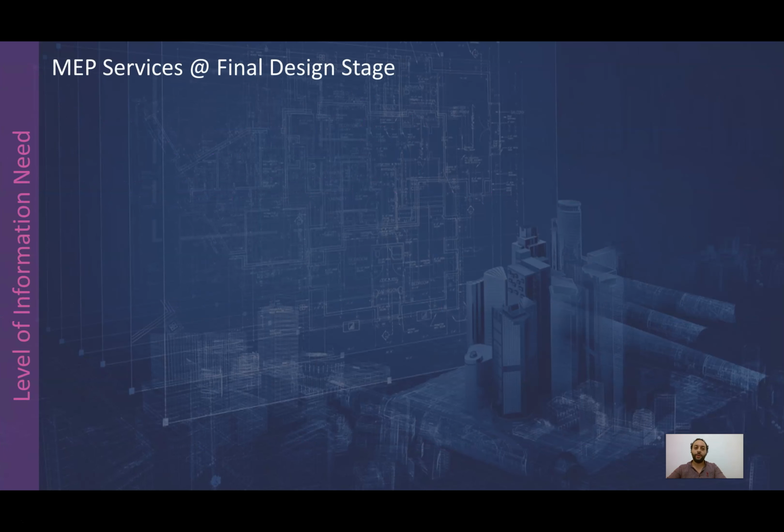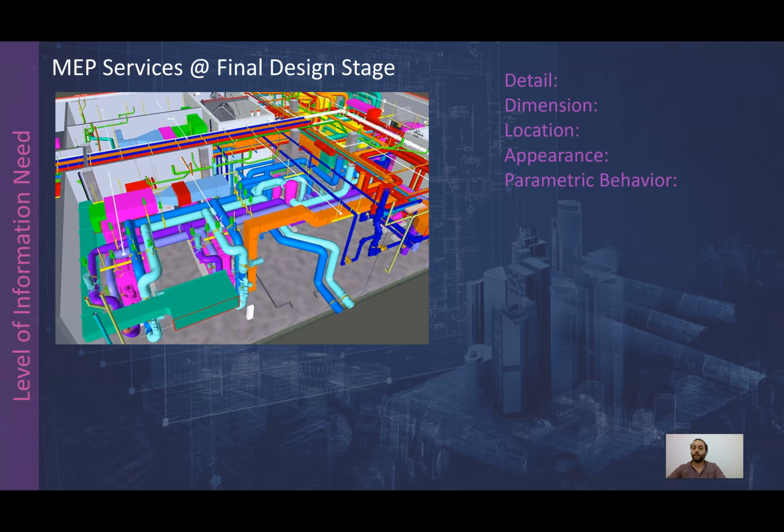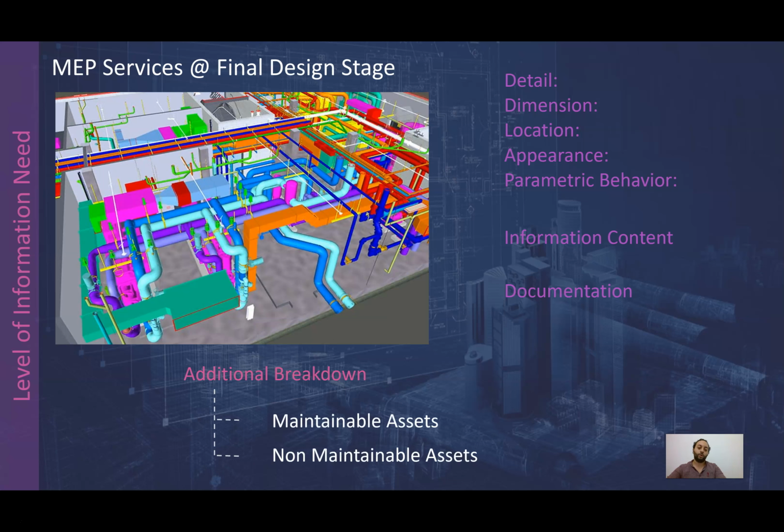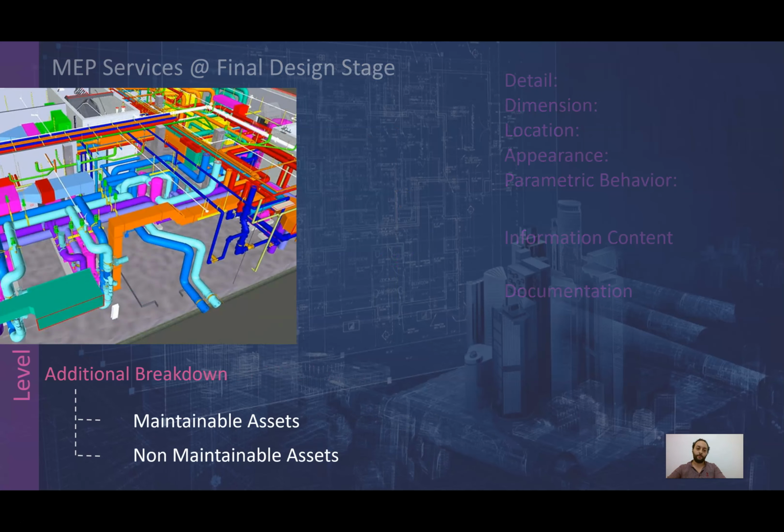Another example could be the MEP services at final design stage. So you could bundle it in terms of detail, dimension, location, of course, information content, and documentation, and it might need additional breakdown in terms of maintainable assets and non-maintainable assets. For example, the maintainable assets will need extra information for the facility management stage and will need O&M manuals as a document. And of course, we can't bundle all the MEP services together, but this is just the idea of bundling things together. We could consider it.